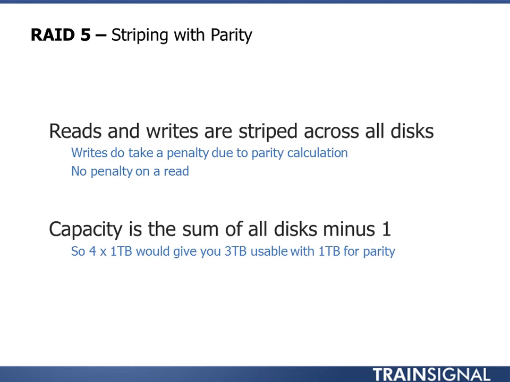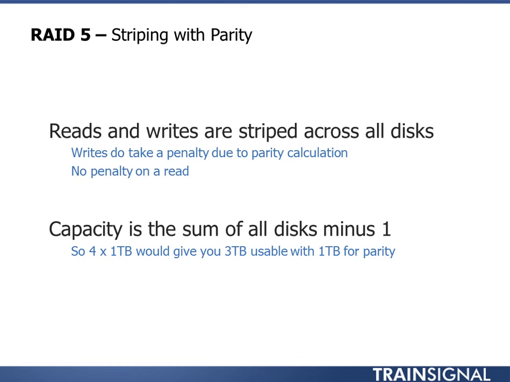Capacity is the sum of all disks minus 1. So if I had 4 by 1 terabyte, I would get 3 terabyte usable because 1 terabyte is for parity. Now, I'll show you this in a diagram, but to hit on something, you don't dedicate one drive to parity. That's actually called RAID 3. Parity is striped across the disks as you go. So the parity stripe, a stripe on a disk, is settable in size.